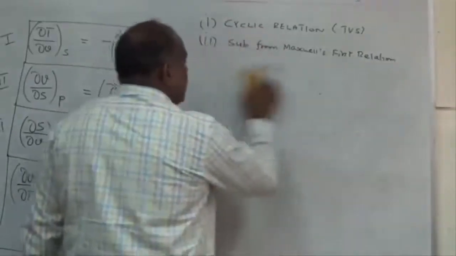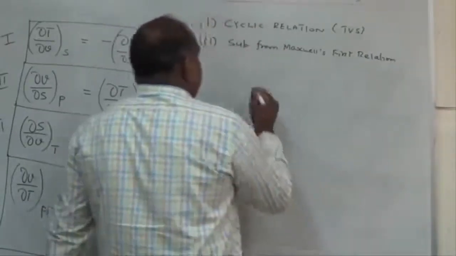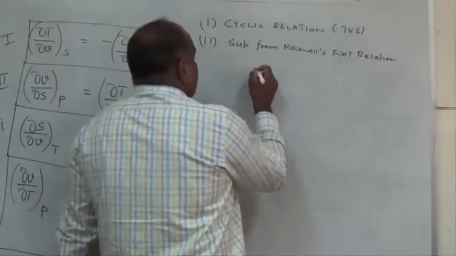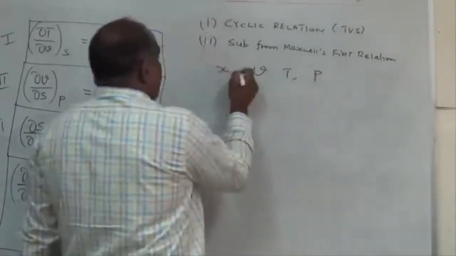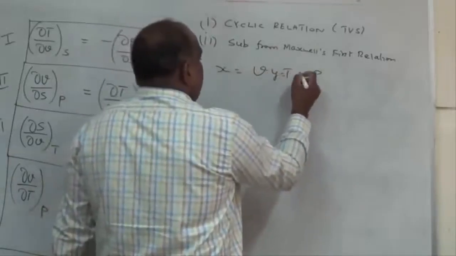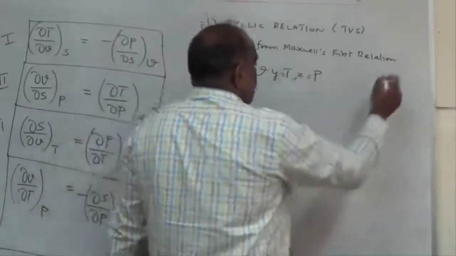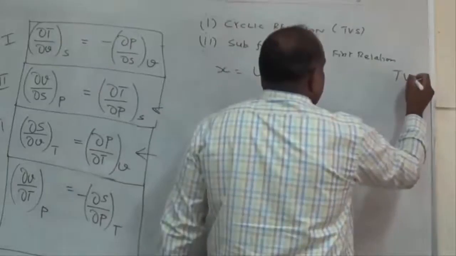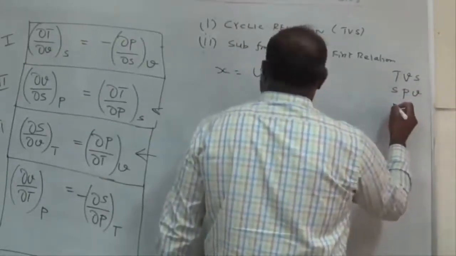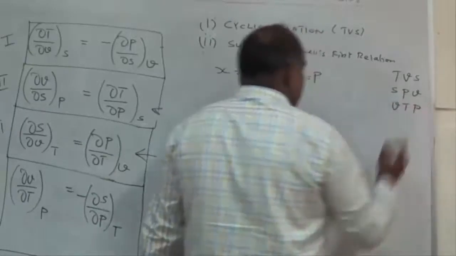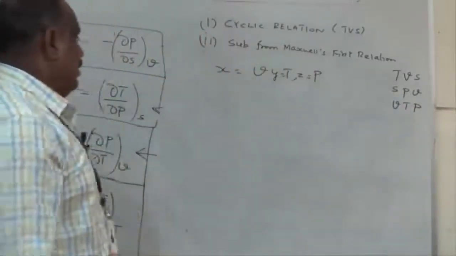The first two concepts remain the same. Here we will put VTP. So x equal to V, y equal to T, and z equal to P. The first one starts with TVS, the second one starts with SPV, the third one starts with VTP. So let us proceed further.